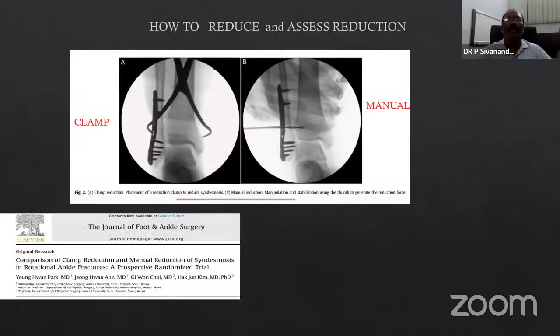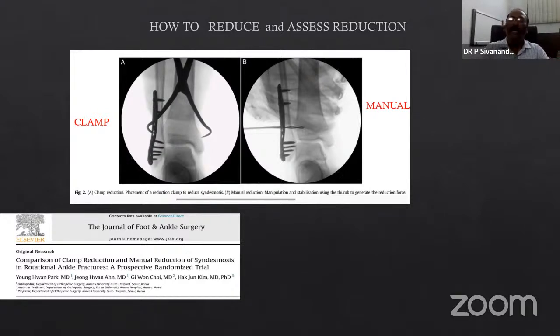Then how to reduce this fracture, that is the next dilemma. There are two methods, one is the clamp technique and the other is the manual technique. Both have given equal results. A randomized study has been done on this particular issue by Yong Hwan. They concluded that whatever clamp or manual method you use, the syndesmosis reduction results are the same. They did a CT scan study to assess the syndesmotic reduction, and both are equal.